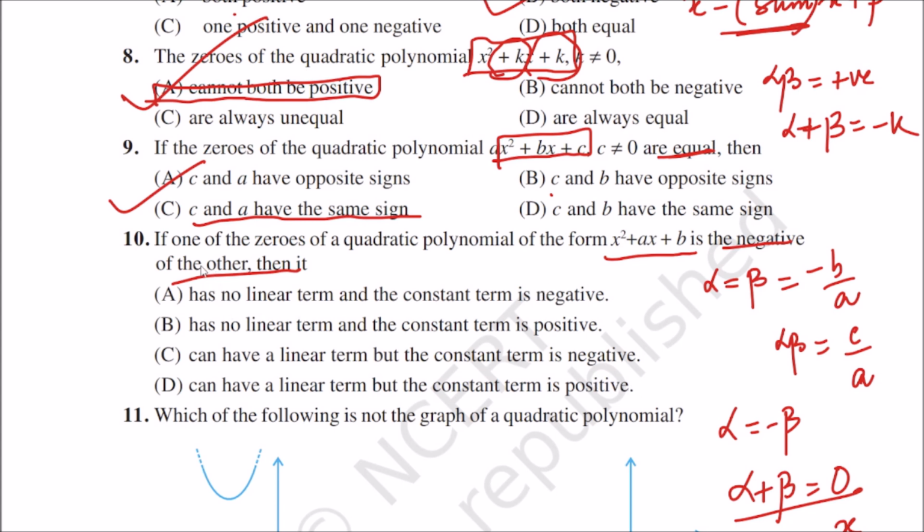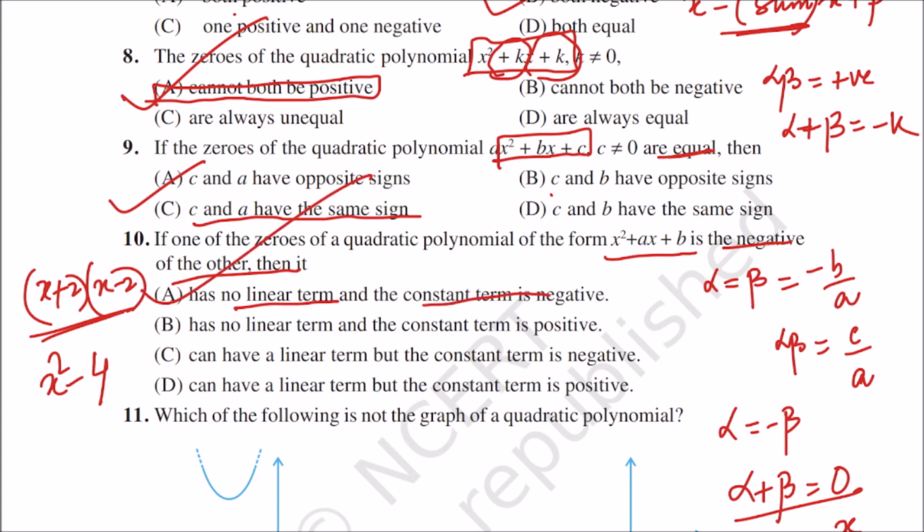So let us take an example. One is plus 2, one is minus 2. That means when they are opposites of each other, you are getting x square minus 4. So there is no linear term and the constant term is negative. So A is the answer.